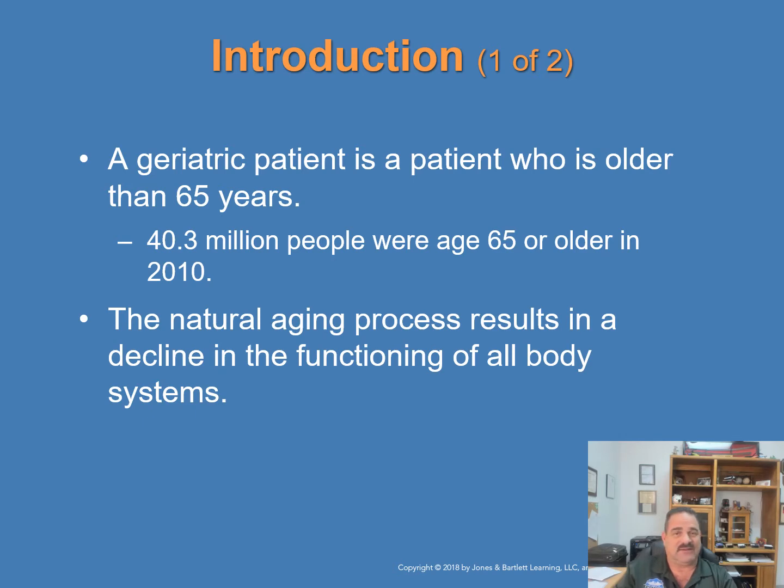The natural aging process results in a decline in the functioning of all body systems, so we need to understand that. Heredity and lifestyle choices also influence the speed at which the decline occurs.